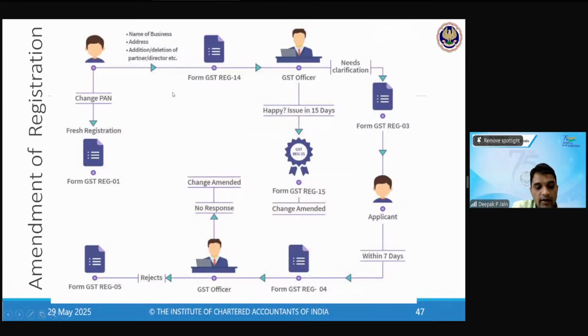So what is the process for amendment? Here it goes. If I have to explain step by step, if there is a change in PAN, then you have to apply for fresh registration, because GST is PAN based, and if any PAN change happens, then that will be a change in the registration. So you have to apply for fresh registration if there's a change in PAN. If there is no change in PAN, but there is any change of business, name of the business, address of the business, addition or deletion of the partners, etc., then you will apply through the amendment form called REG 14. So it's called Form REG 14. It will go to the GST officer. If he's happy, he will issue it within 15 days.